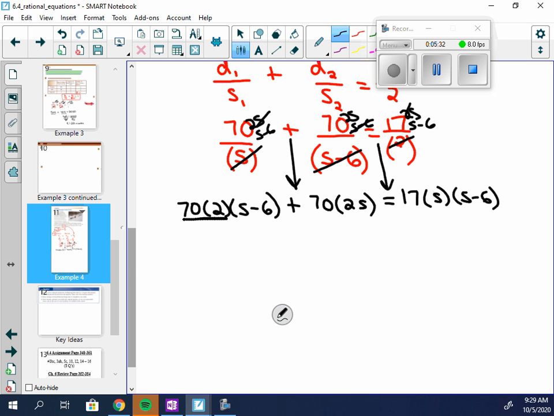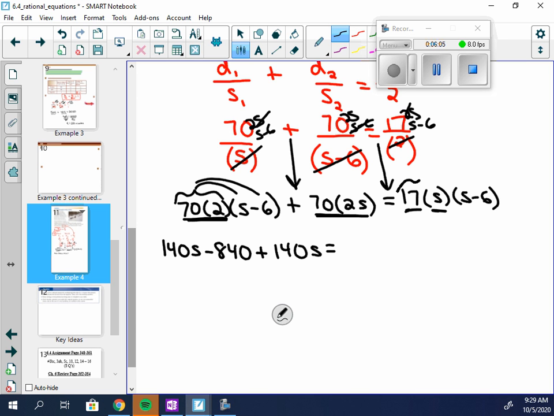This is technically how much? 140. Good. So imagine that you have 140 and you're distributing it into both of these. This would be 140S minus, what's 140 times 6? 840. Good. And it's a minus 840. Plus, this one's kind of easy: 70 times 2S is 140S. On the other side, these are monomials, so I think of them as one item, and I'm going to multiply them out.